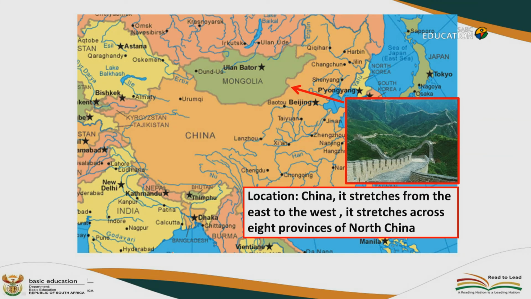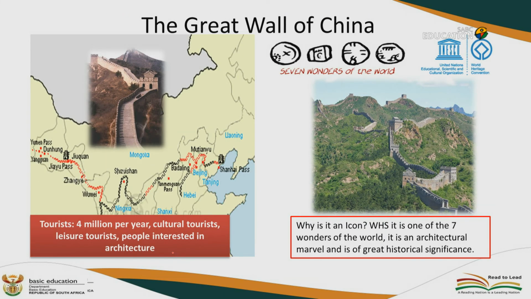Check the map. We've got the Great Wall of China. Remember, I talked about the Great Wall of China. The Great Wall of China also has history behind it. Check the stats, 4 million per year. And what type of tourists? The cultural tourists, the leisure tourists, and people interested in architecture. Most of the tourists visit to learn about what they see or what they have seen in the pictures.